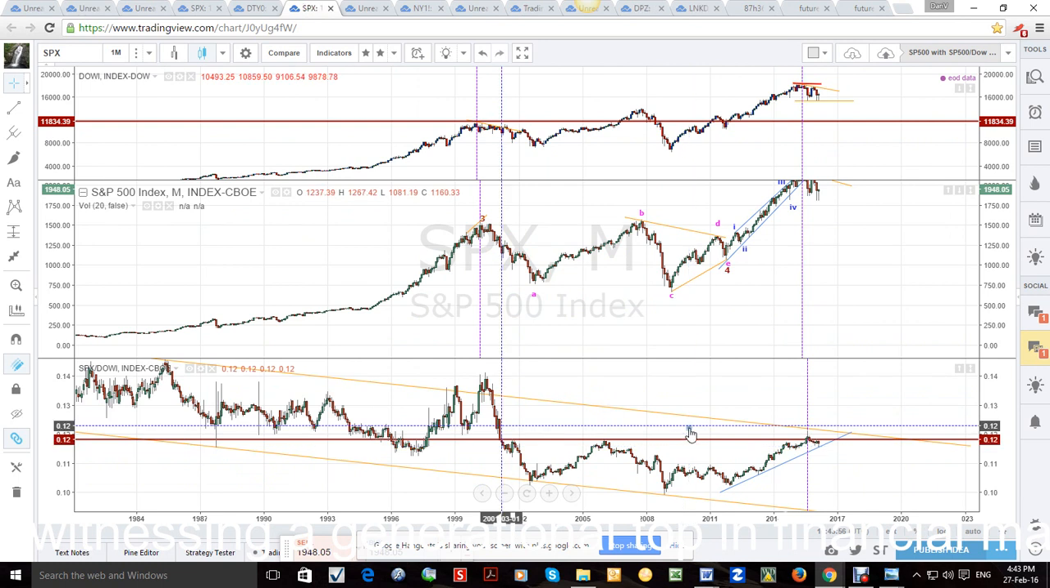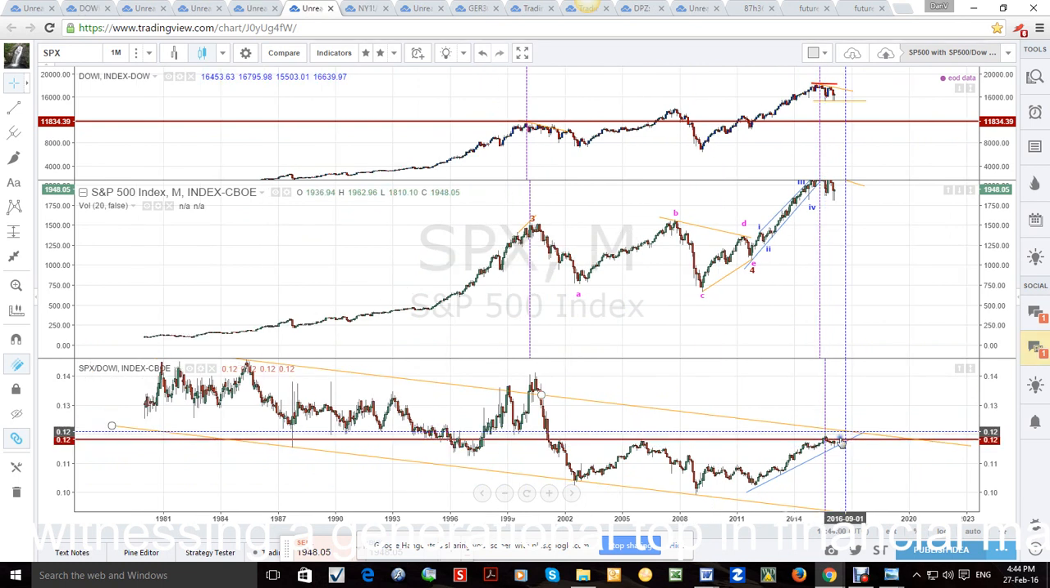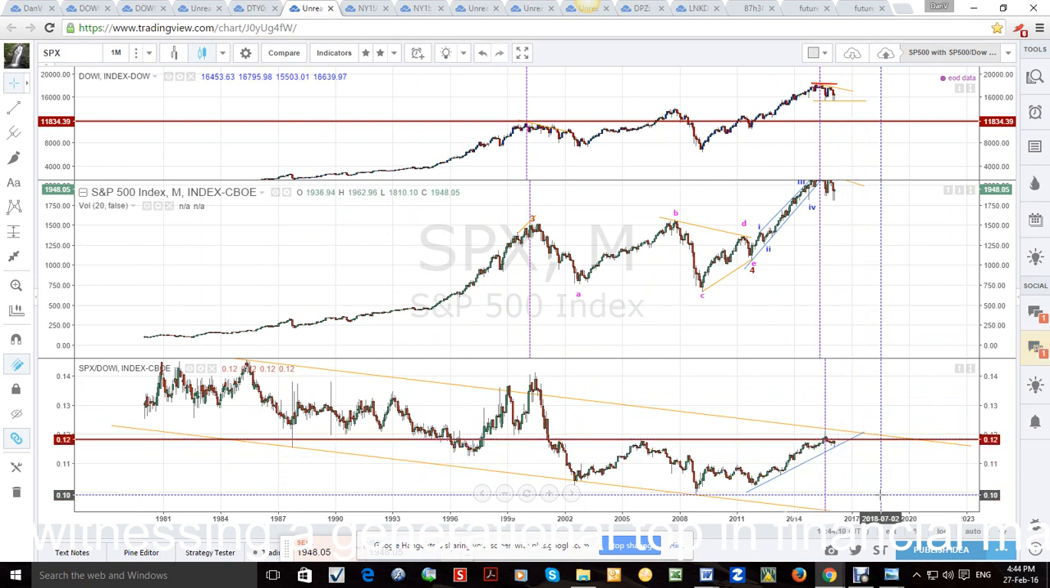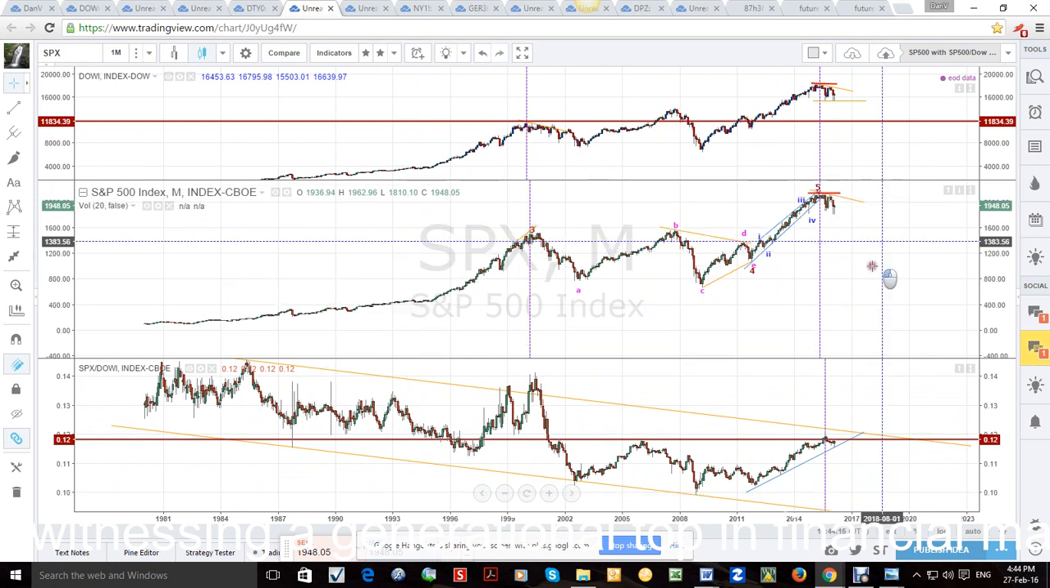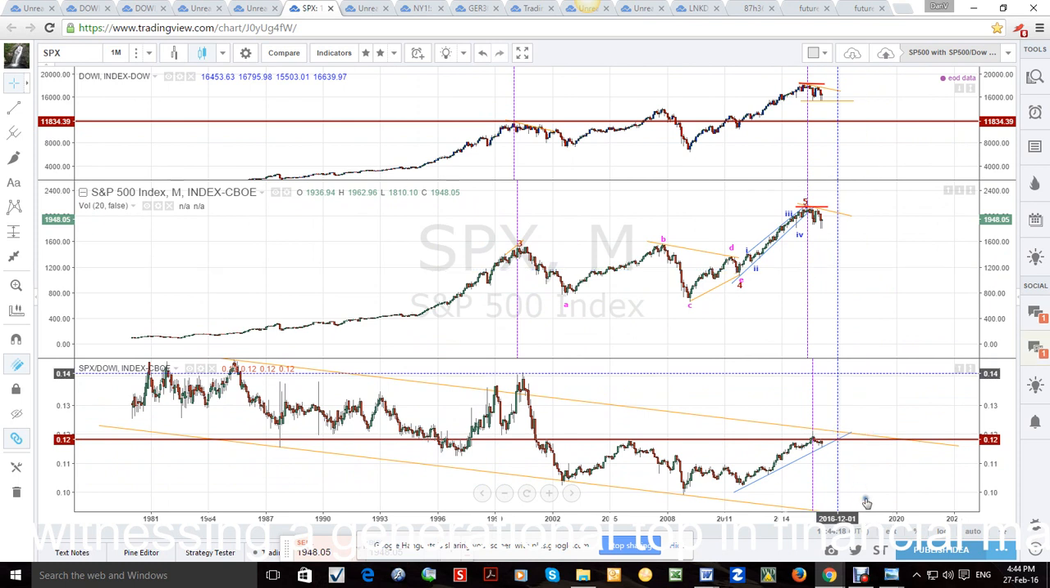And see this declining trend channel of the ratio chart? We are at the upper end of the declining trend. So if this upper end holds, then it is likely that we may see the ratio now reverting back to the downside. And if it reverts back to the downside, that means the S&P 500 is likely to fall faster than the Dow Jones. Hence the ratio will also drop.